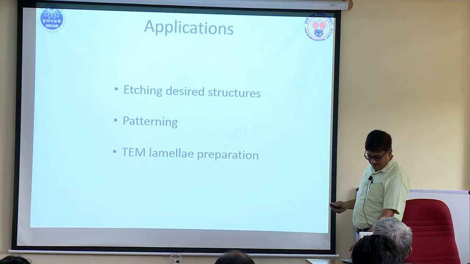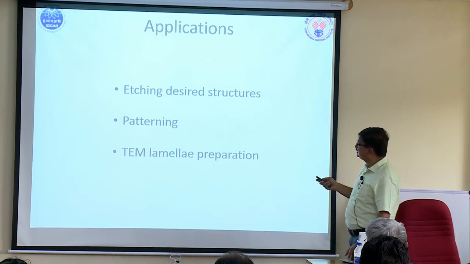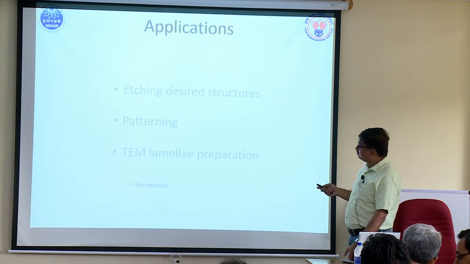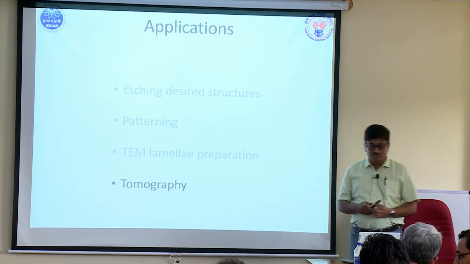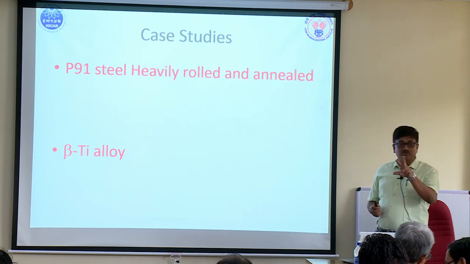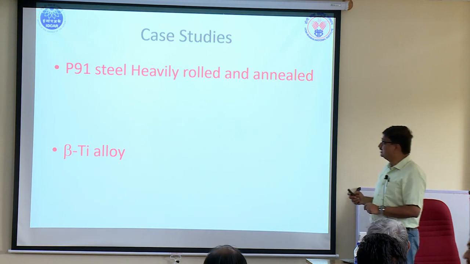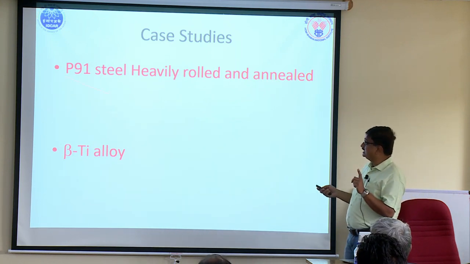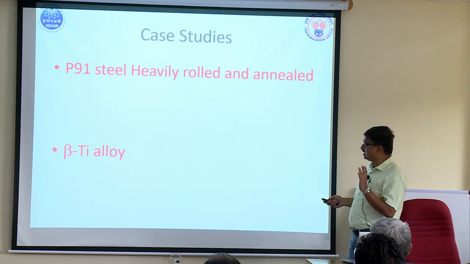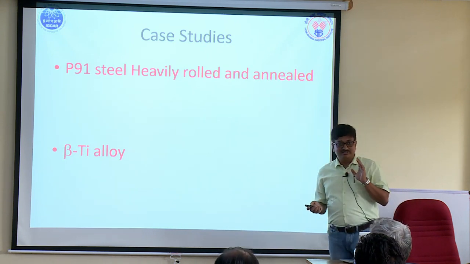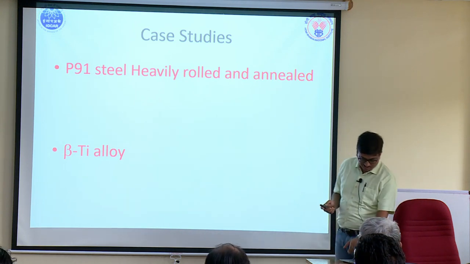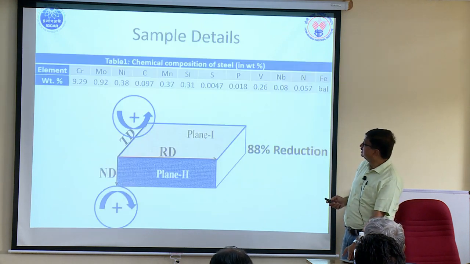You can do lots of things. You can etch a desired pattern, you can do TEM lamellae preparation and so on, but what we will talk about is only the tomography. I will pick up 2 case studies. I will take a very common steel, a P91 steel which is heavily rolled and annealed. Then you have a beta titanium alloy, 3555, which is more towards beta, and you will see what's going on. We'll pick them up one by one.